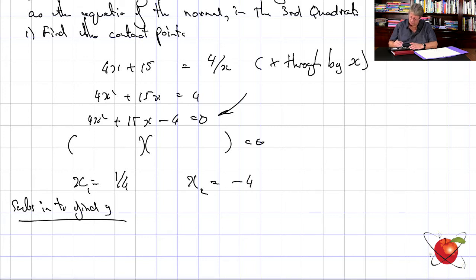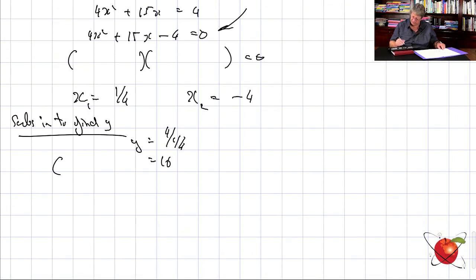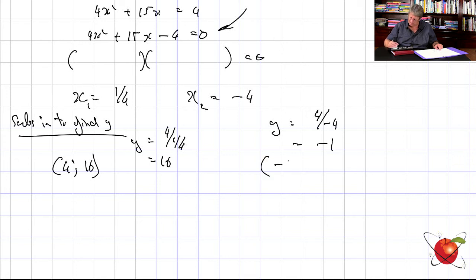Therefore, if I put x equals a quarter, y is equal to 4 over a quarter, which is equal to 16. So my contact point for the first one is going to be x is 4, y is 16. And the next one I say y is equal to 4 over minus 4, which is equal to, let me tidy that up a bit. Oops, that's not going to work, is it? Looks like a horrible signature. 4 over minus 4 is minus 1. Therefore, I've got minus 4, minus 1.